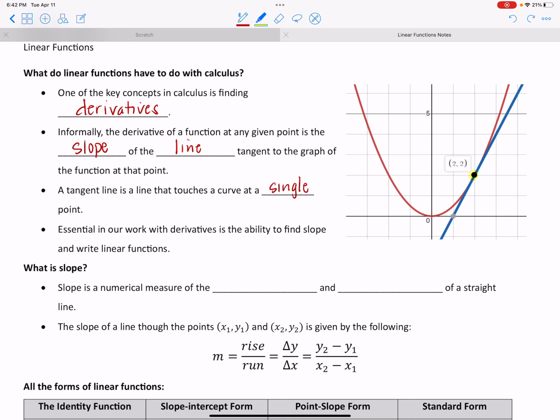Okay, so essentially, our work with derivatives is going to be completely dependent on our ability to find slope and write linear functions. So they're all interrelated and super necessary. So that's what we're going to take some time reviewing today. What is slope and how do we write linear functions? Because that is going to significantly aid our work in calculus.